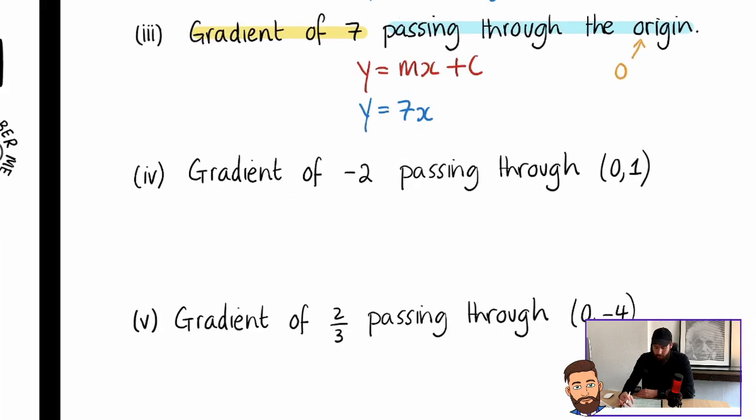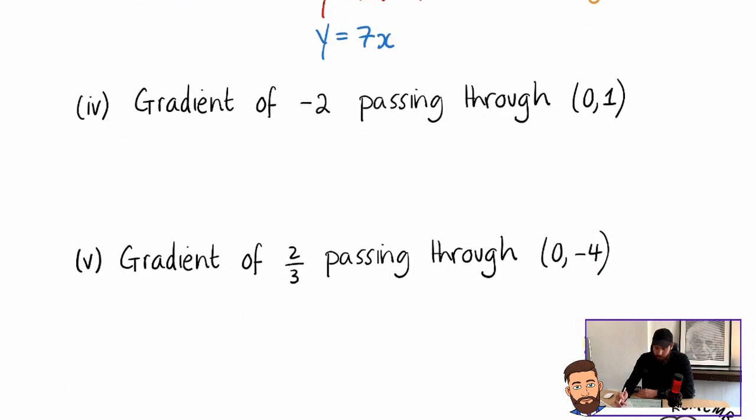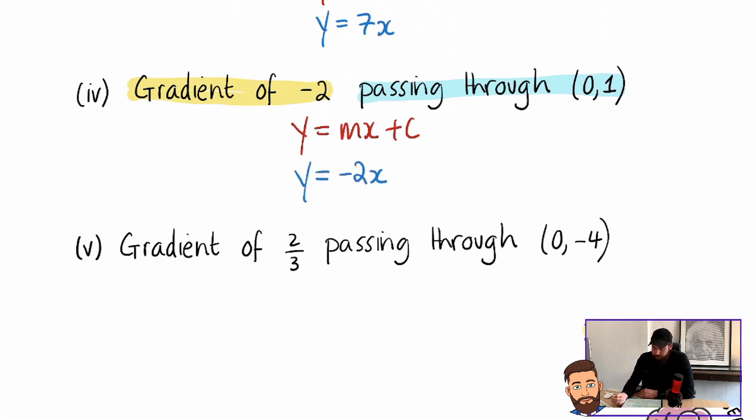Okay. Number 4. We need the equation of a straight line that has a gradient of -2 and is passing through 0, -1. So we'll talk about that next bit. As always, we're just going to bang out y equals mx plus c. Do we know what m is? Yes, we do. We could say that this is y equals the gradient of -2x.